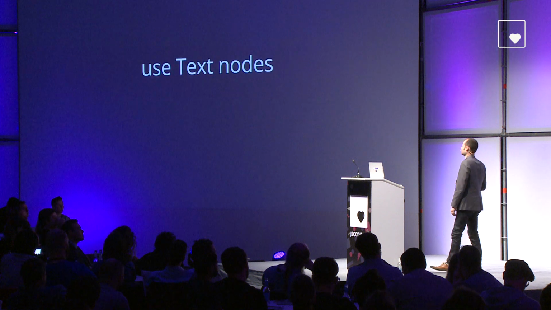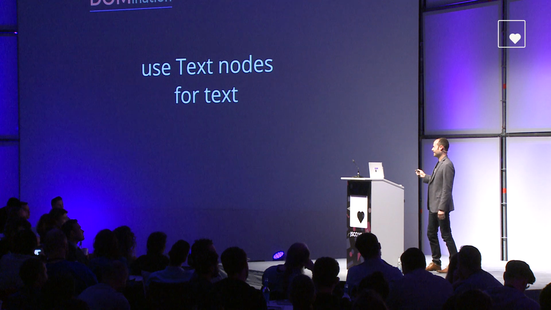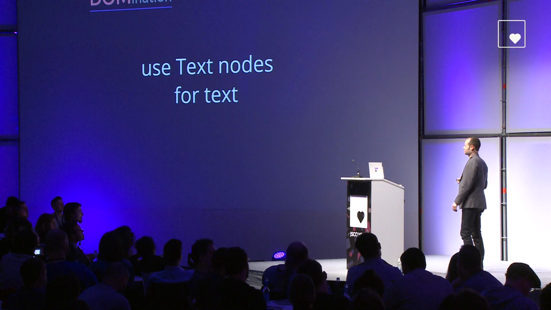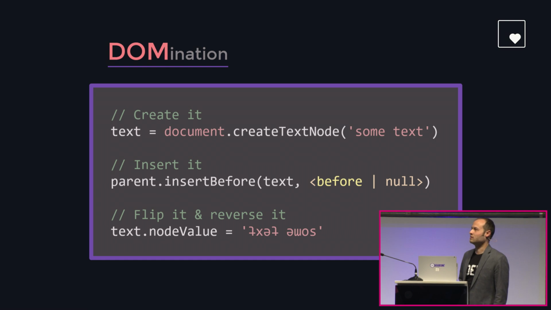The first is use text nodes for text. This sounds stupid. I'm aware of that. But it's surprising how often you will see this either misconstrued or misinterpreted. So the DOM has an API for working with text that we often ignore. It's create text node like we saw before. You can seed an initial value. You can insert these, you can move them around like any other element. They don't inherit from element, they inherit from node. And then you can set its text.